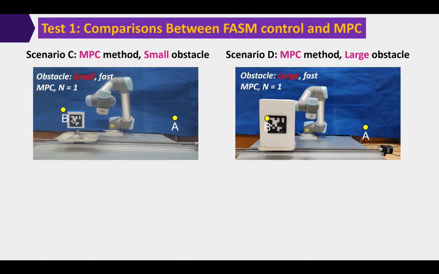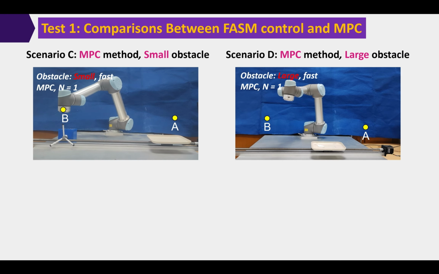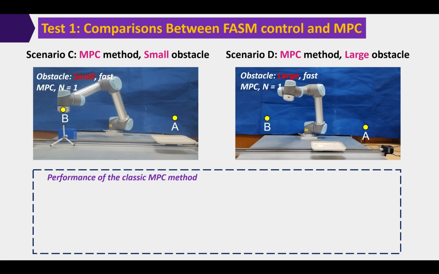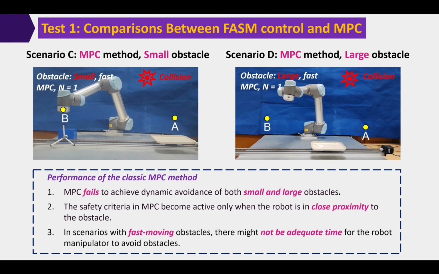In scenarios C and D, we test the classic MPC method involving the fast-moving small and large obstacles, with n equals 1. MPC fails to achieve dynamic avoidance of both small and large obstacles with n equals 1. The safety criteria in MPC become active only when the robot is in close proximity to the obstacle. In scenarios with fast-moving obstacles, there might not be adequate time for the robot manipulator to avoid obstacles.